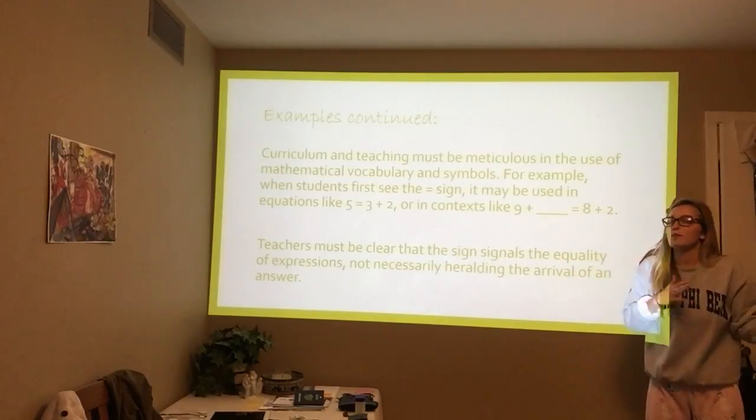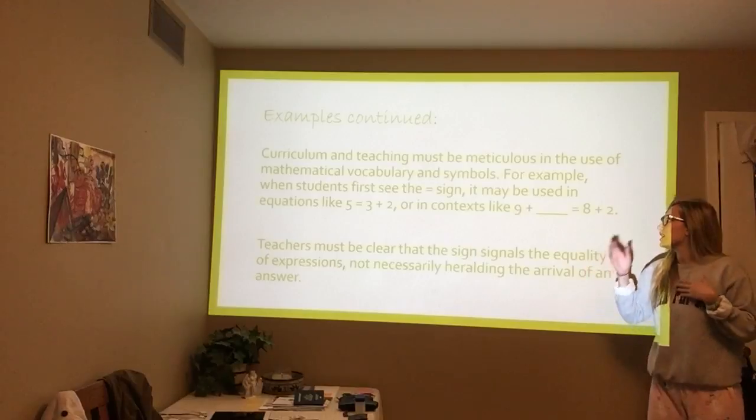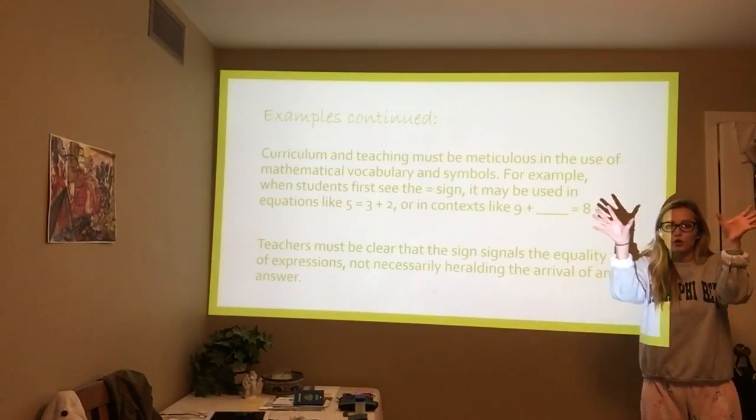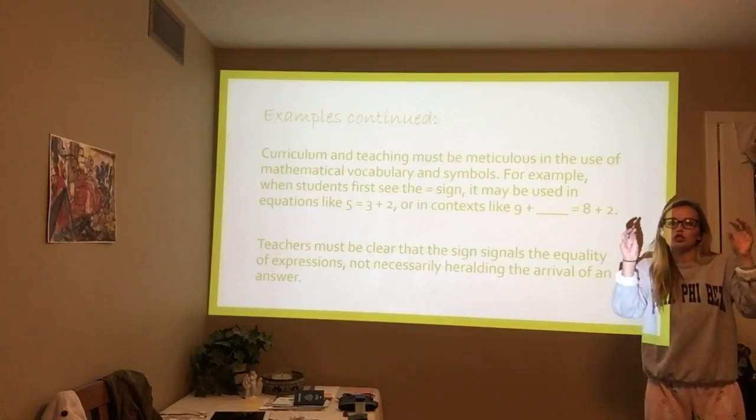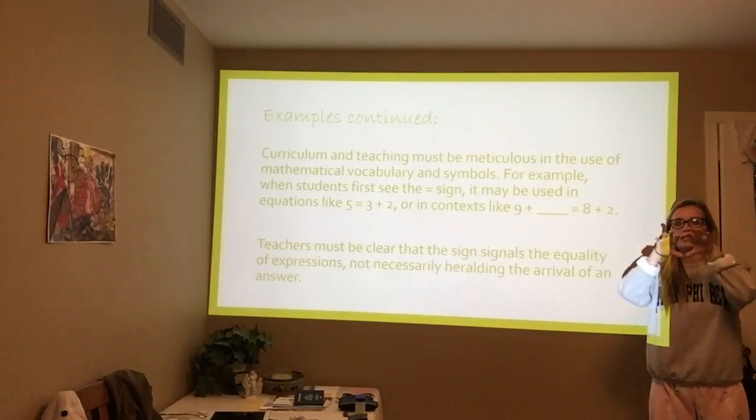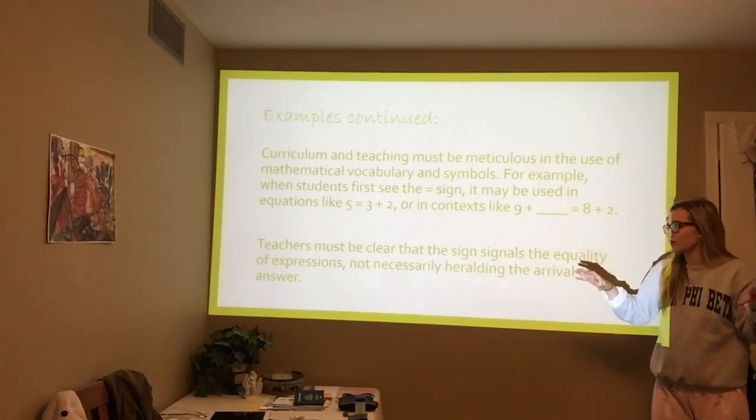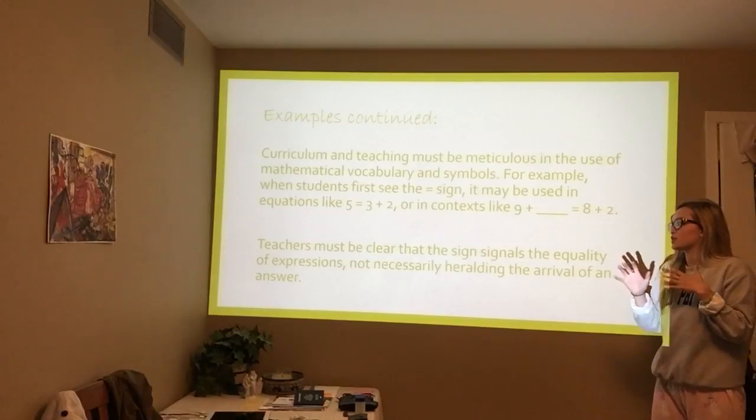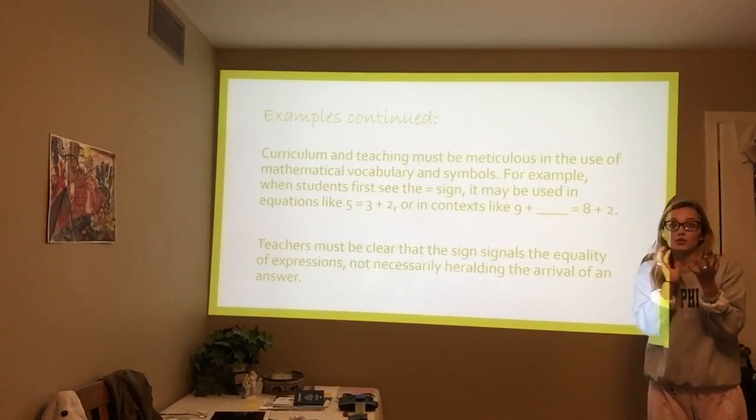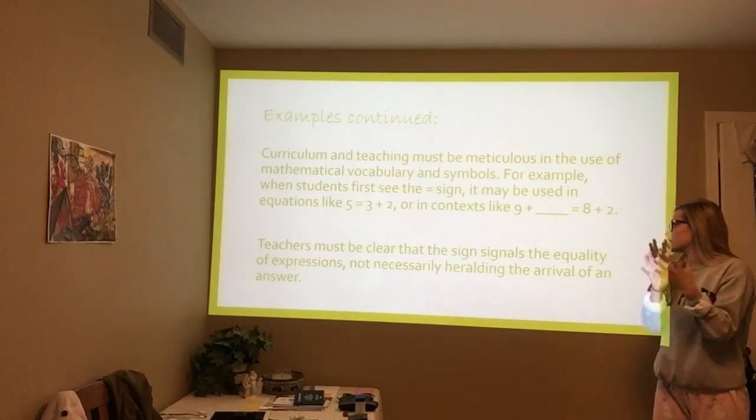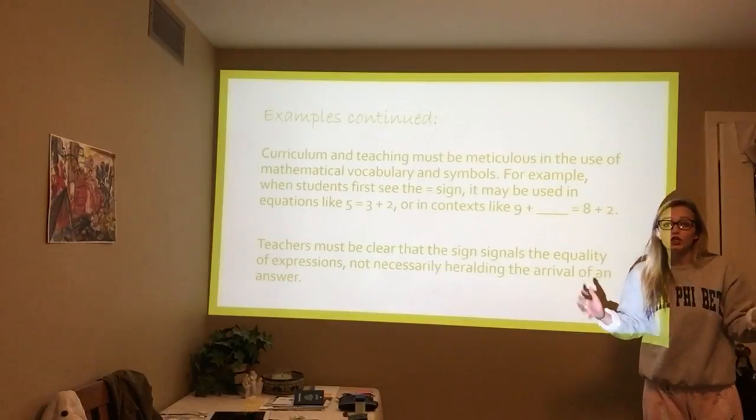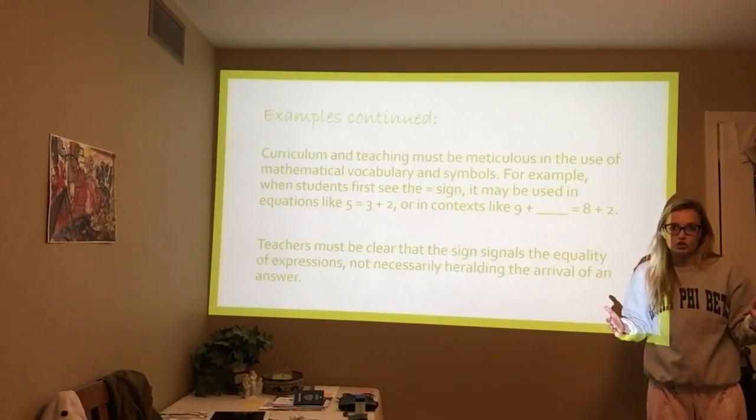So it could start with the sum, or it could be used in a context such as 9 plus blank = 8 + 2. So then you're setting two equations equal to each other. So you shouldn't just have the equal sign only be showing your answer, it just means that it's equaling something on the other side. So teachers must be clear that the equal sign specifically signals the equality of expressions and not necessarily the arrival of a sum, of an answer.